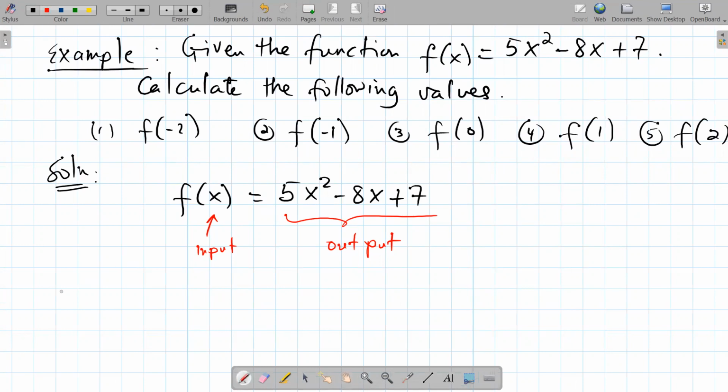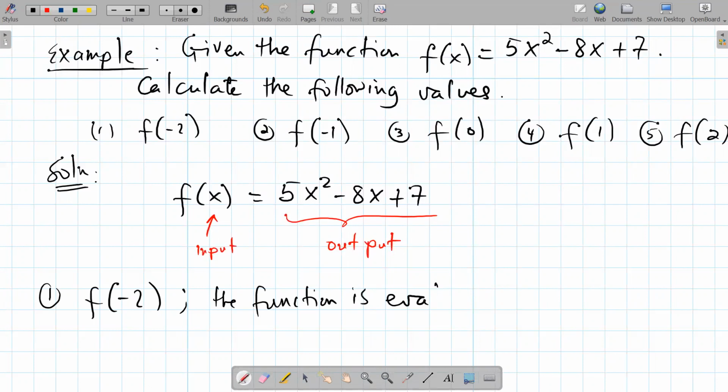Okay, so the first one says f of negative 2. What does that mean? It means the function has to be evaluated at x equals negative 2, right? x equals negative 2.